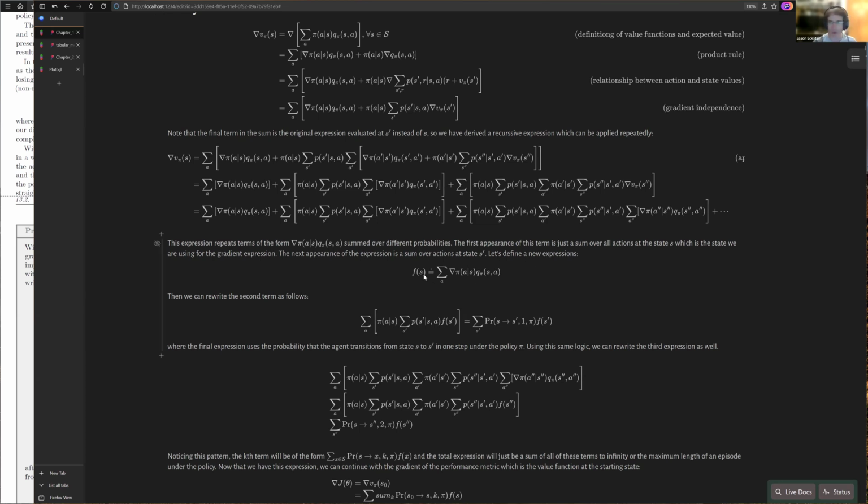So I'm just going to write something new, where I have this new expression, F of S, which is just this sum term where we sum over the actions and take the gradient of the policy function for that action at state S times the action value of that action at state S. So if we do that, we see the first term here is just F sub S.